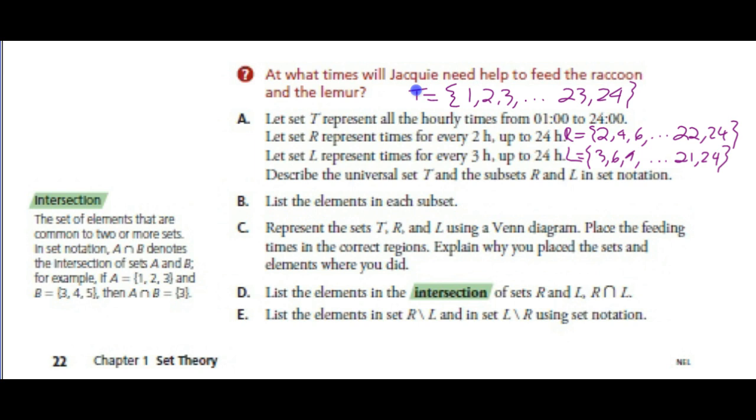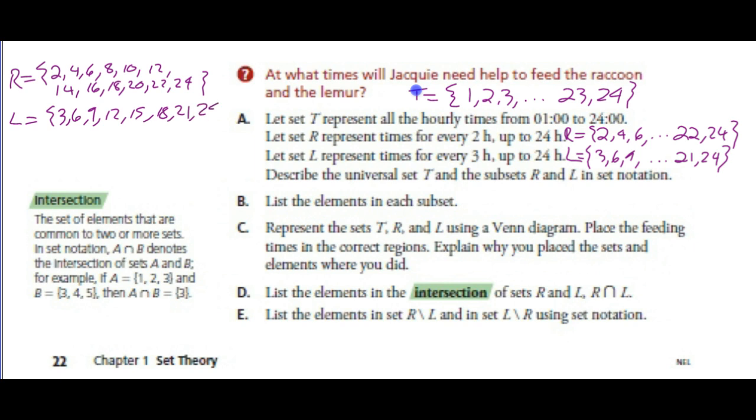Describe the universal set T and the subsets R and L in set notation. Okay, there they are there. List the elements in each subset. Okay, kind of almost did that. I guess we should just get a little more. So, what do we got? R is equal to 2, 4, 6, 8, 10, 12, 14, 16, 18, 20, 22, 24. L is 3, 6, 9, 12, 15, 18, 21, 24.